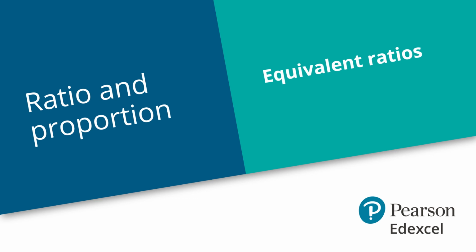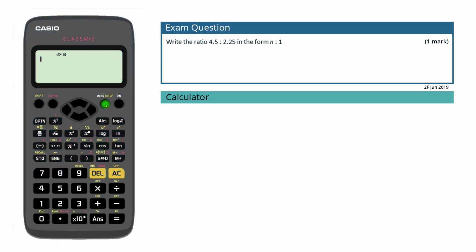This section is looking at ratio and proportion and equivalent ratios. The first question here asks us to write the ratio 4.5 to 2.25 in the form n to 1. To answer this question using our calculator, first press the menu and then choose the ratio app, which is number 4. The number you want to calculate, n, is the first number in the ratio. This is option 1, so we'll press 1.